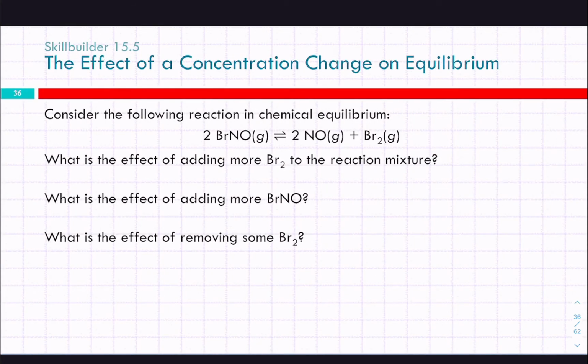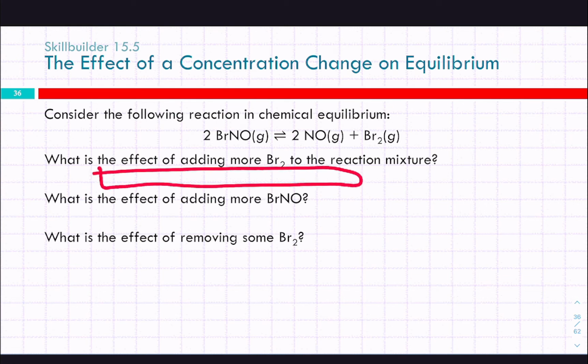Okay. So for this reaction, what is the effect of adding more Br2 to the reaction mixture? Are we adding product or reactant? Product, right? Br2 is on the right side of the reaction, so those are the products. So if we add more product, which way does the reaction shift? To the left.